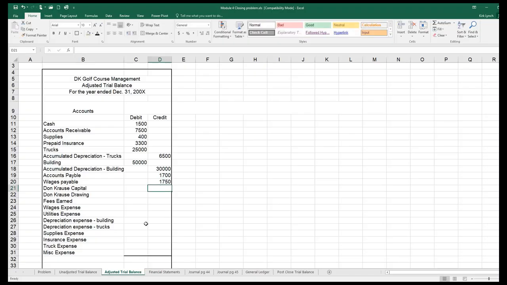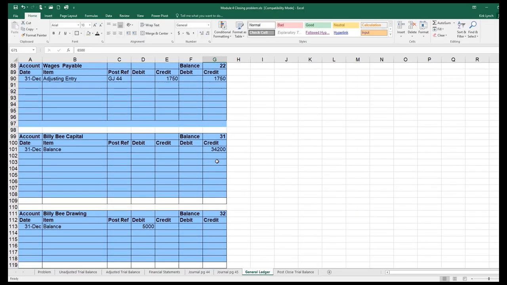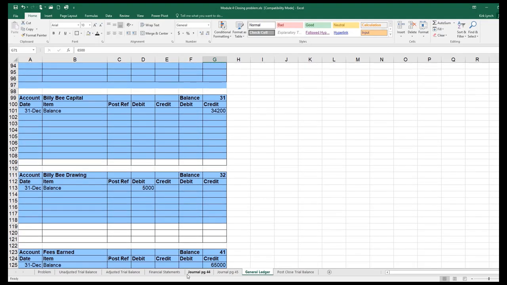And then we go on to our capital account, and this amount is our beginning capital. We're going to have to update that to what it should be, and that's what the closing process is all about. So we'll still enter here on this particular one our beginning capital balance, and that was $34,200, and our drawing is $5,000. We'll get that while we're here. So $34,200 credit and $5,000 debit.